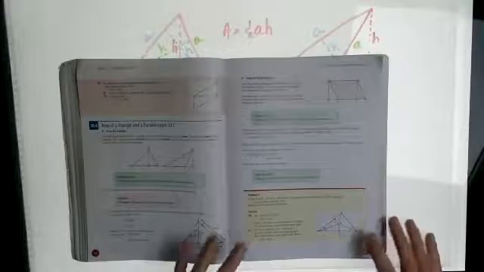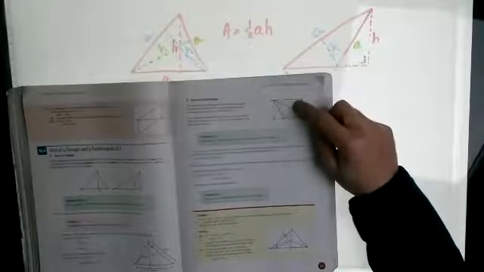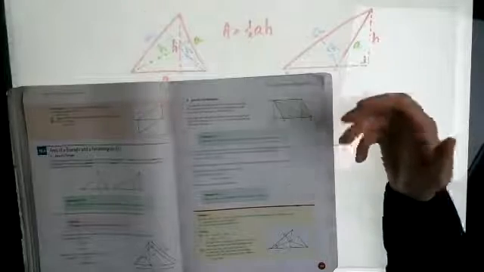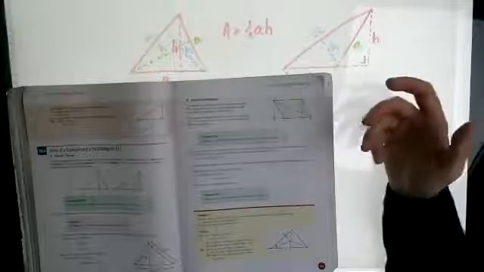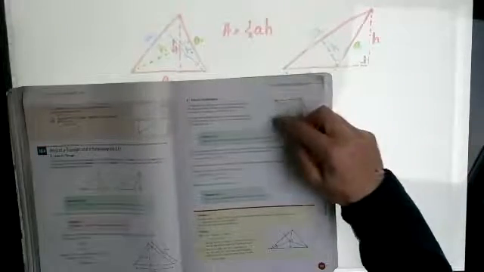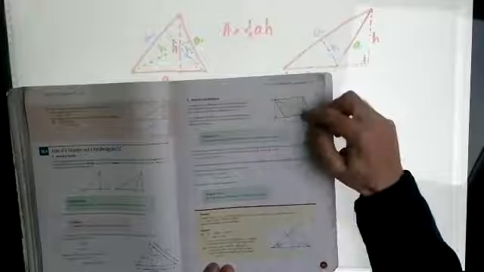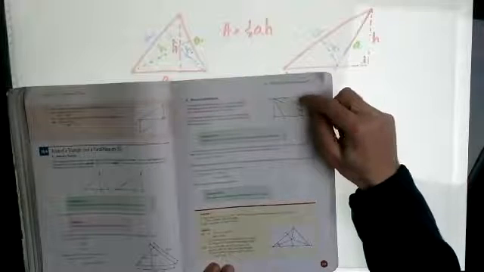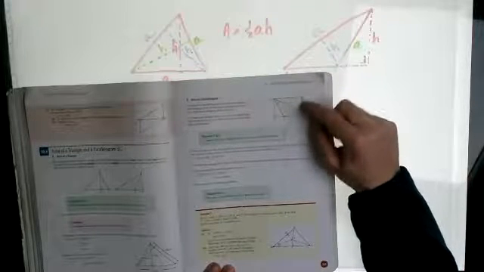Now, a parallelogram can be made from two triangles. So it is half A times H plus half A times H, so A times H. So the area of a parallelogram is the base by the perpendicular height. A diagonal of a parallelogram bisects the area of the parallelogram. The area of a parallelogram is the base by the height, so just take the base and the perpendicular height.